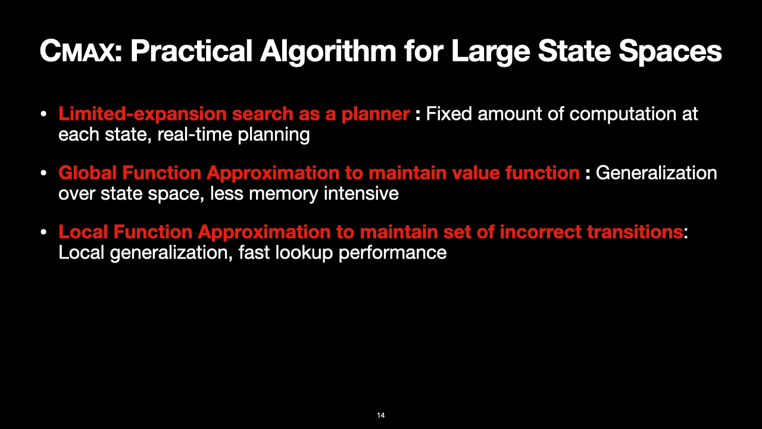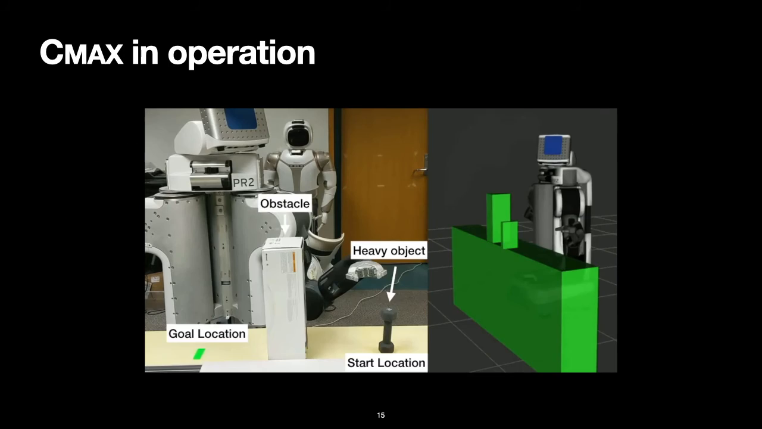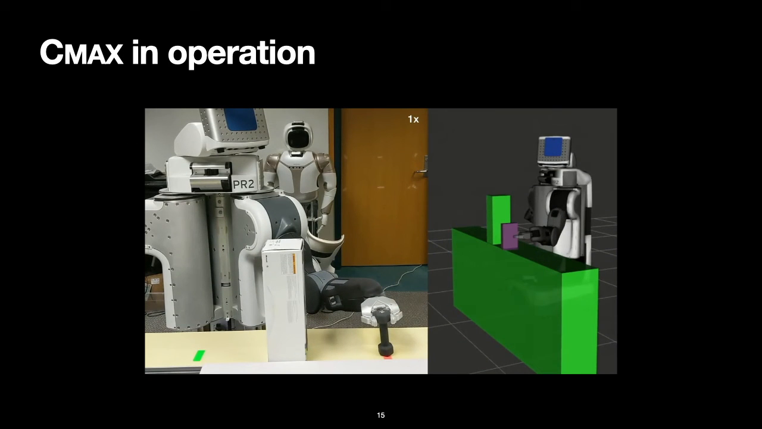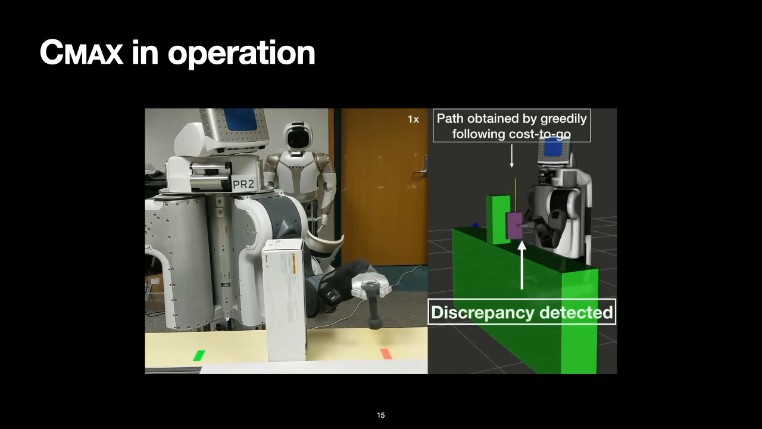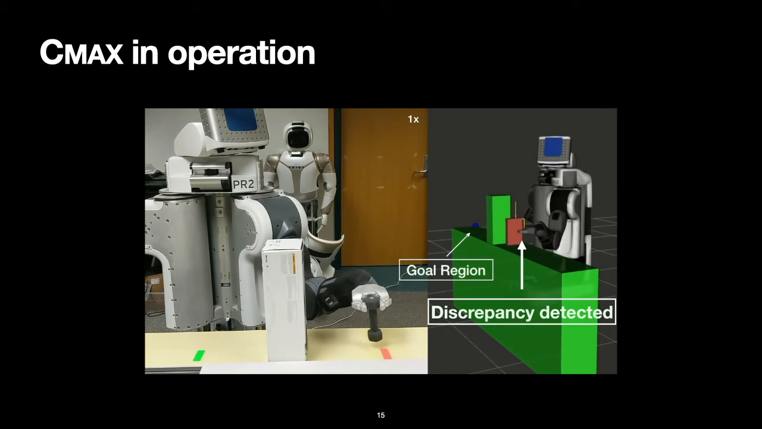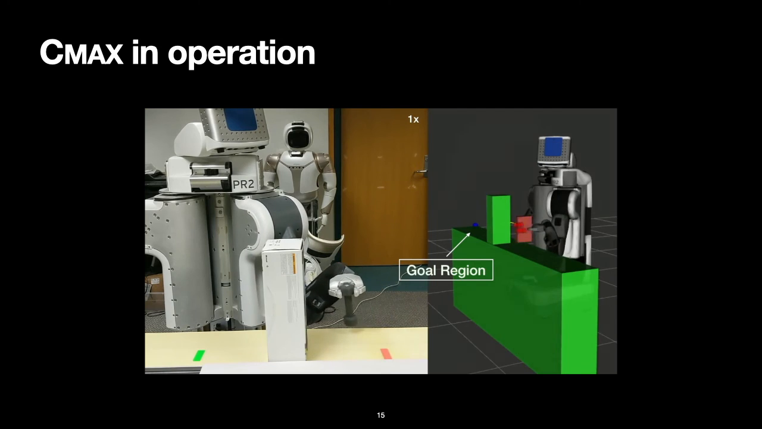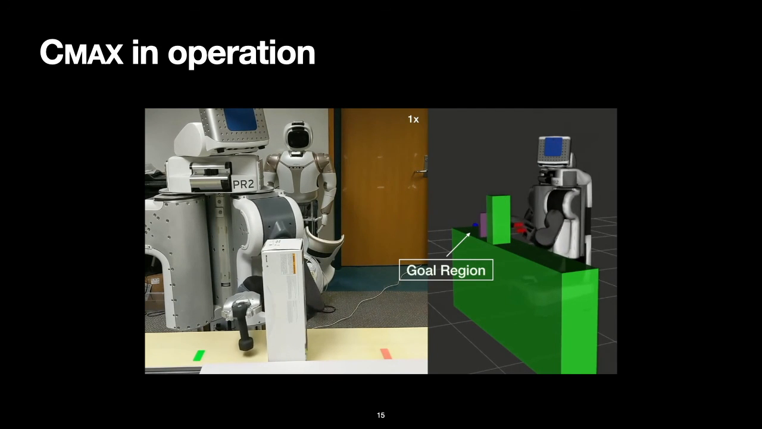Let us revisit our motivating example and see how CMAX operates. With the heavy object and the inaccurate model, CMAX quickly discovers the regions of state action space where the model is inaccurate and adapts the planner to avoid those regions. This results in CMAX quickly discovering a path that takes the object behind the obstacle to the goal location successfully.